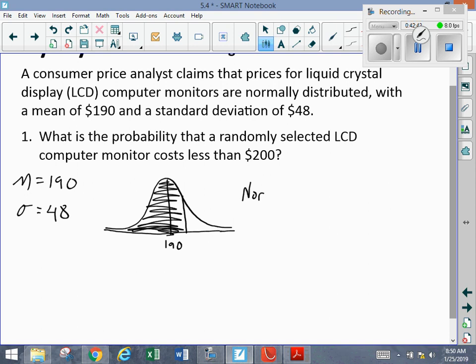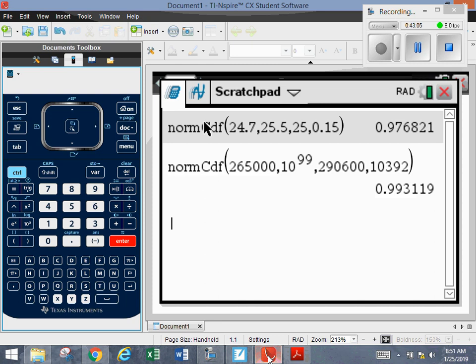We'll just go ahead and go normal CDF. Our lower bound is going to be negative 10 to the 99th power. Upper bound will be 200. Our mean is 190. Standard deviation 40. Plug that bad boy in the calculator, and we will get an answer. Boom.